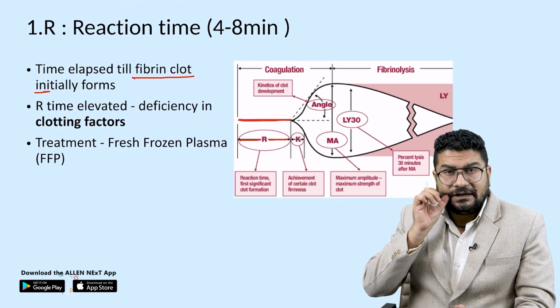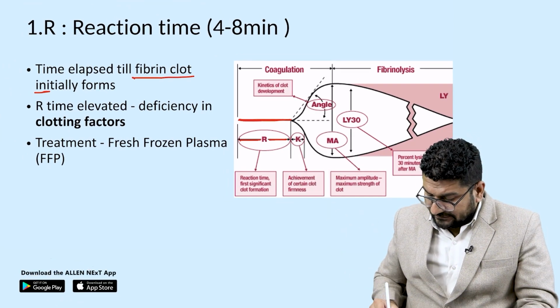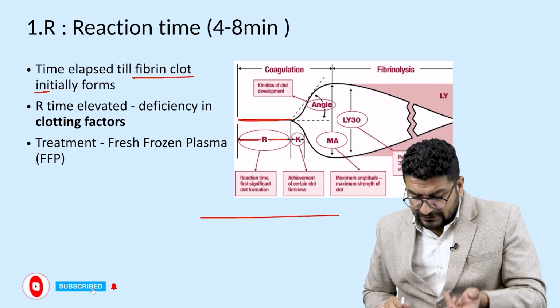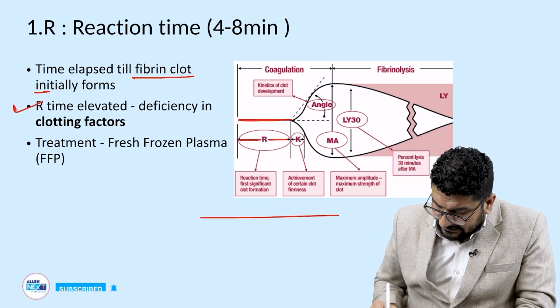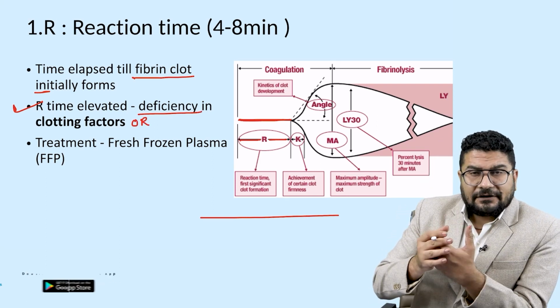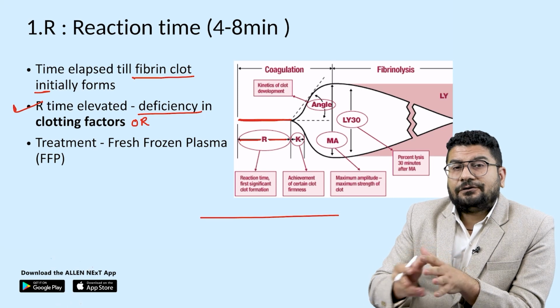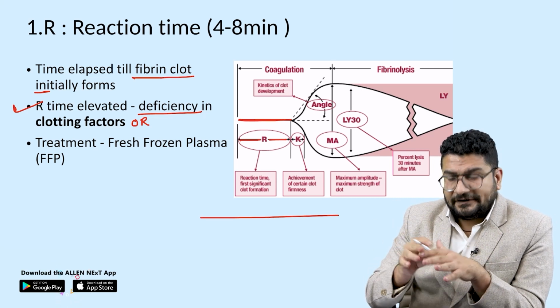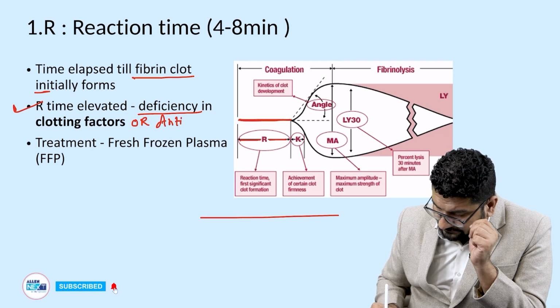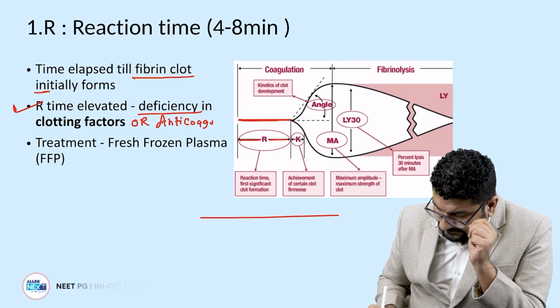Now try to understand. You can see this time can be elevated. There are certain scenarios where this time will be elevated. It means clotting factors are not properly working. So this time will be elevated in clotting factor deficiency, or what else can cause this? This can occur whenever we are using a lot of anticoagulants. Means we are using warfarin, heparin, anticoagulants. Clear?